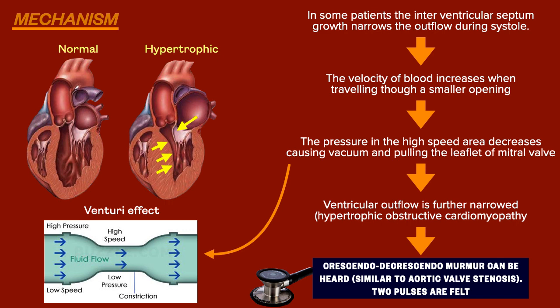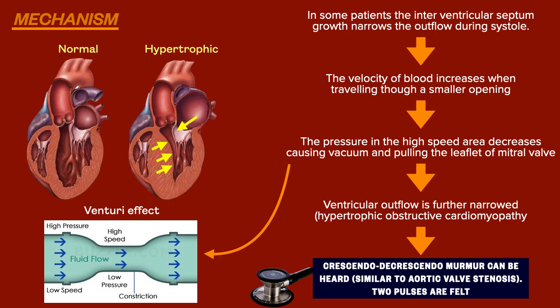An obstructed left ventricular outflow tract means that blood is forced through a tiny opening, which tends to cause a crescendo-decrescendo murmur. And what is that? Well, a crescendo-decrescendo murmur gets louder as blood first rushes out and then softer. This is very similar to the murmur in aortic valve stenosis.